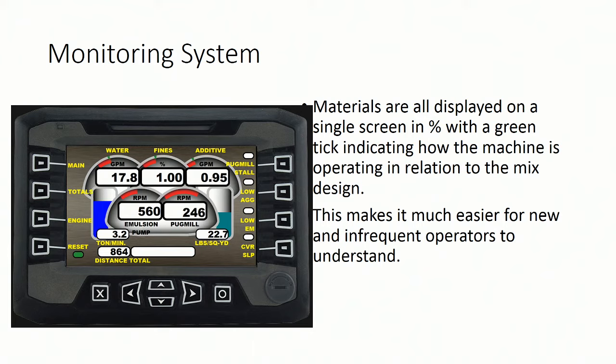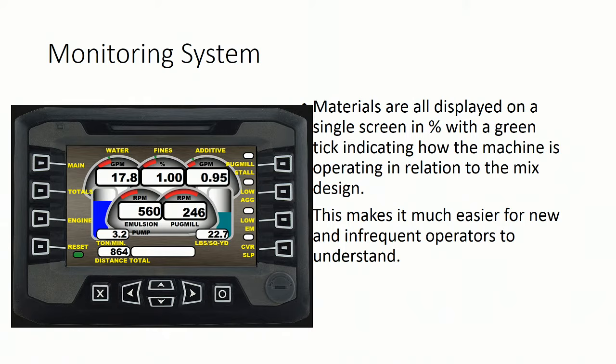One of the other things I wanted to point out, we put all of the material displays on one screen. So we're using a high resolution screen here so we can use colors to differentiate. We actually enter the mix design, the laboratory mix design, into the machine. And maybe a little hard to see on the slide, but if you look at the arcs underneath water, fines, or additive, you'll see a little green tick. And what that green tick is indicating is the mix design specification.